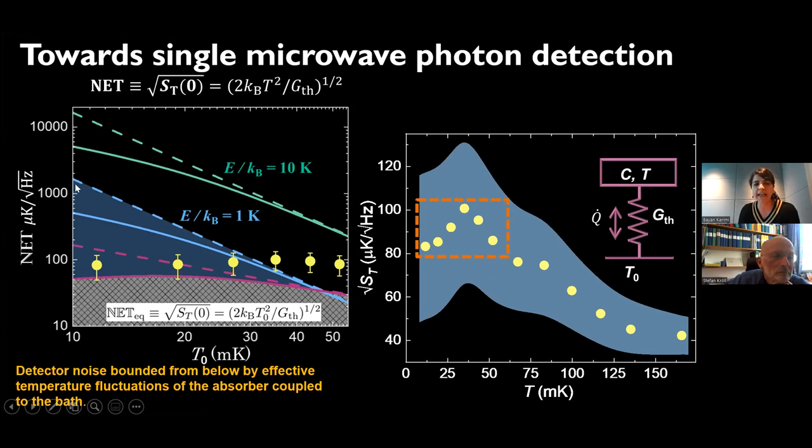So if we expect that the quanta coming to the absorber has a 1 Kelvin energy, which is close to a 20 gigahertz photon, then we have a range where we expect that we will be able to see the signal. Actually, in this case, our signal to noise ratio will be something like 10. So it means that we have our detector.